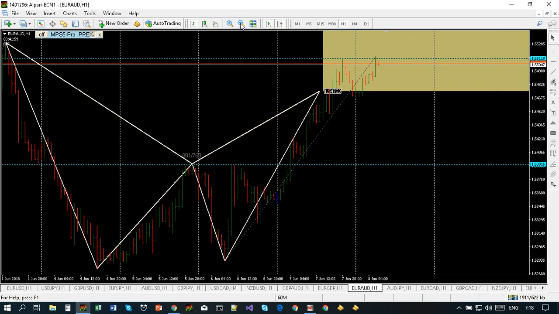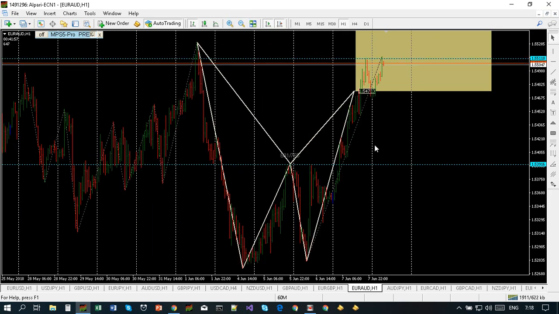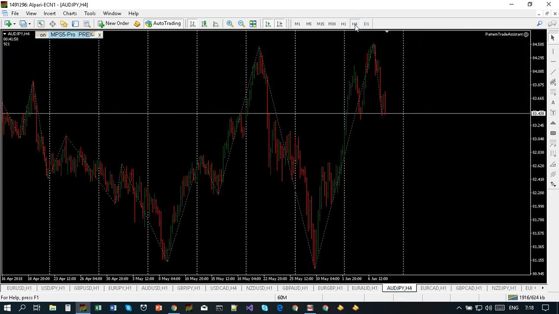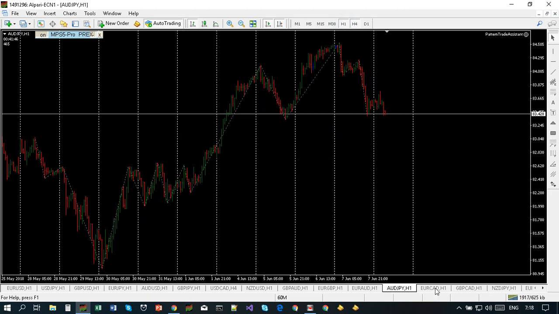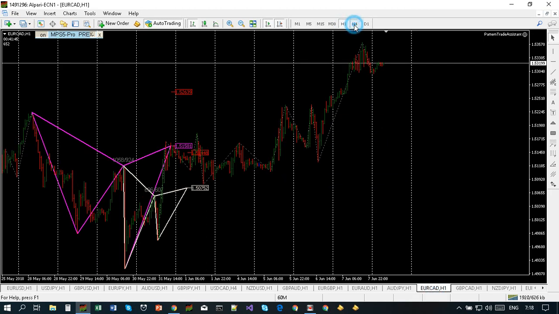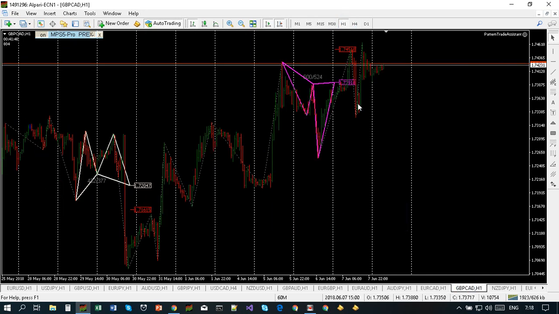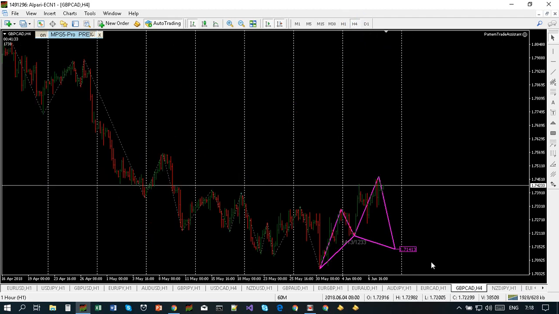Okay, 1 hour execution, yes, pretty good. Wonderful pattern, Euro Aussie, waiting for it to be executed. Now 4 hour and 1 hour on Aussie yen, nothing here. Euro Canadian, 1 hour and 4 hour, nothing is here. Pound Canadian, GBP CAD already hit some targets, and let's go to 4 hour.